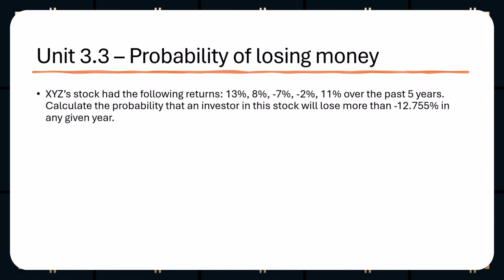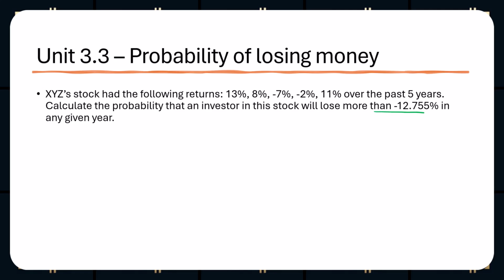Last problem here, it says XYZ stock had the following returns: 13.8%, 8%, negative 7%, negative 2%, and 11% over the past 5 years. Calculate the probability that an investor in this stock will lose more than 12.755% in a given year. Now, without Excel and the ability to use normal distribution functions, this problem has to hit one of our confidence intervals. More specifically, it has to hit the lower bound on either the 68, 95, or 99.7 confidence interval.